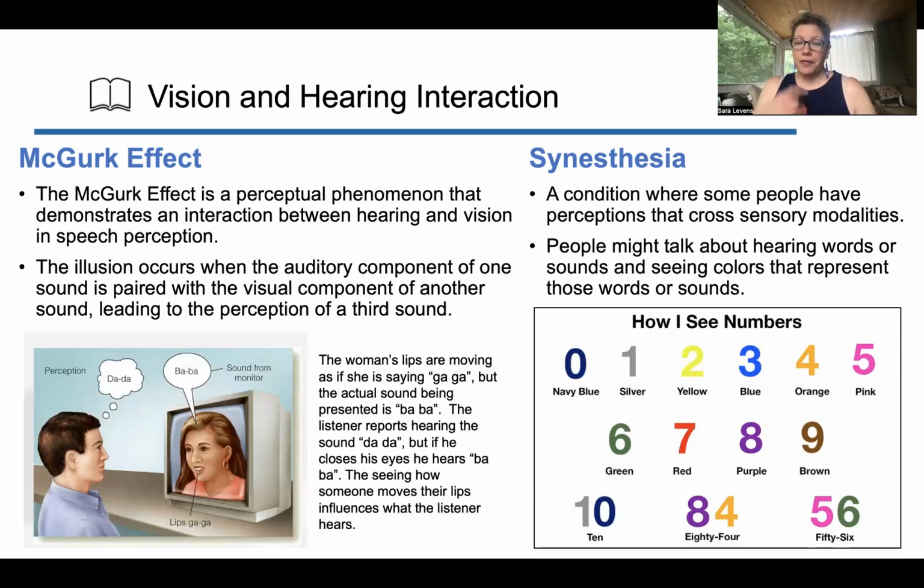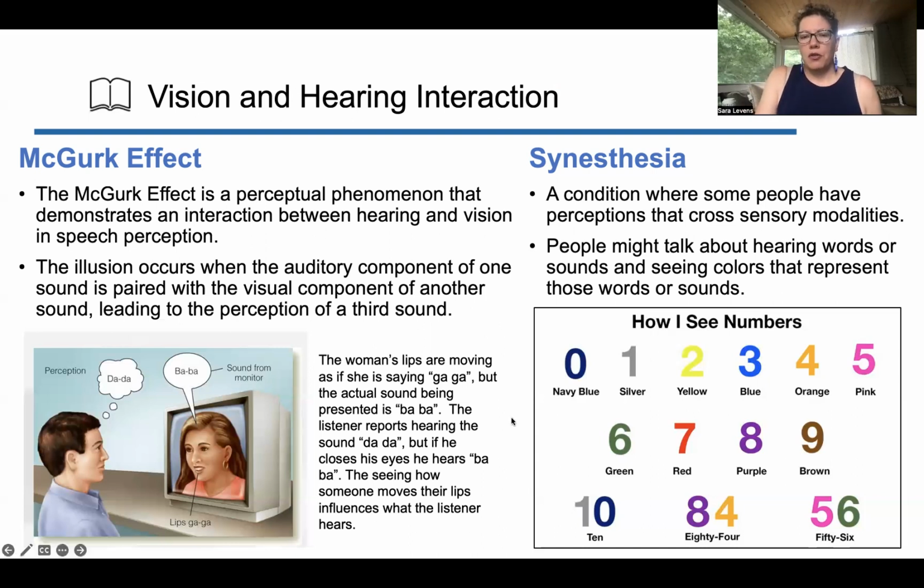And synesthesia is a condition where some people have perceptions that cross sensory modalities. People might talk about hearing words or sounds and seeing colors that represent those words or sounds. There are all different types of it, and seeing colors and hearing sounds in terms of certain types of words or letters is one of the more common representations of it.